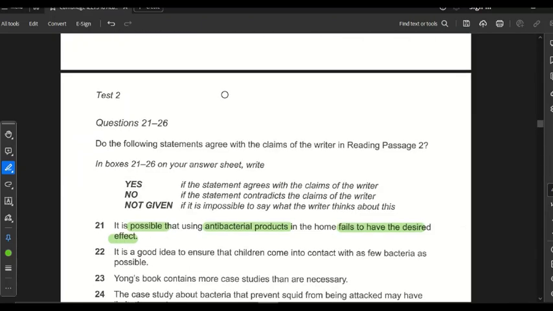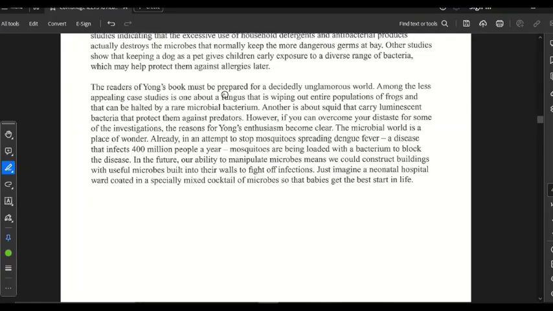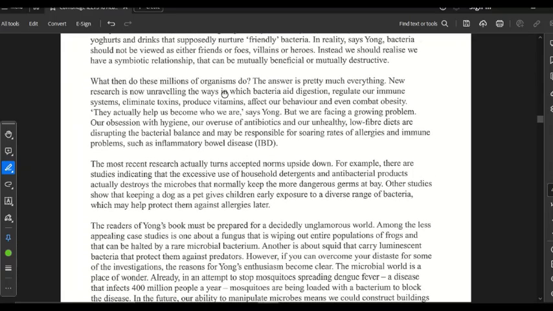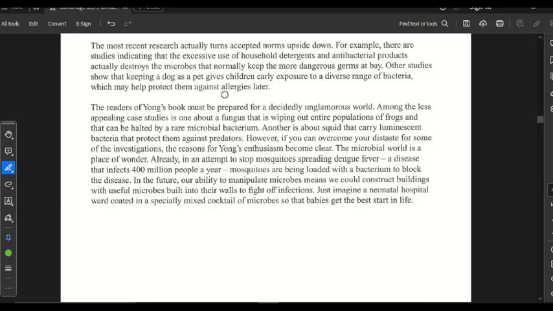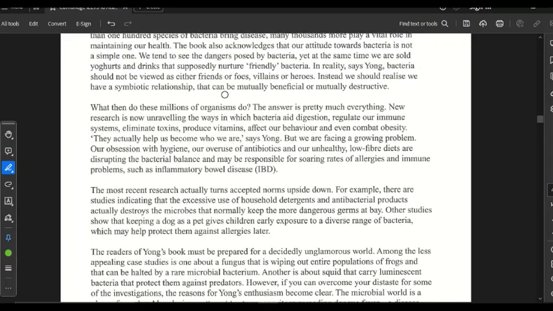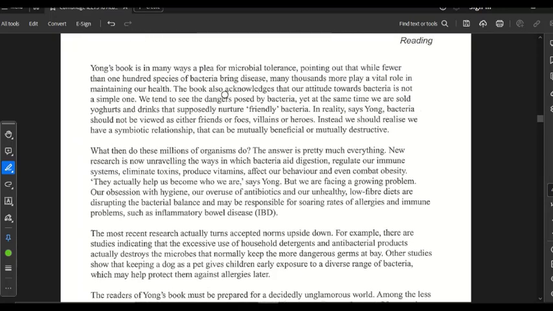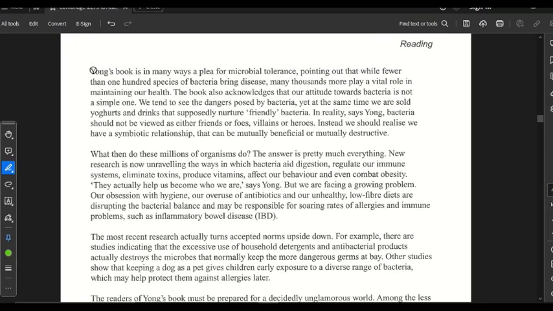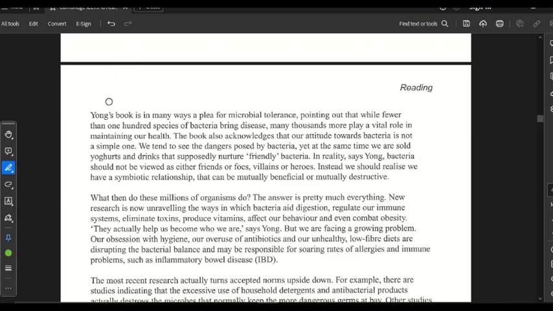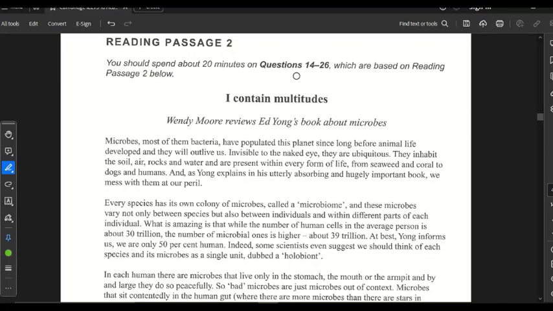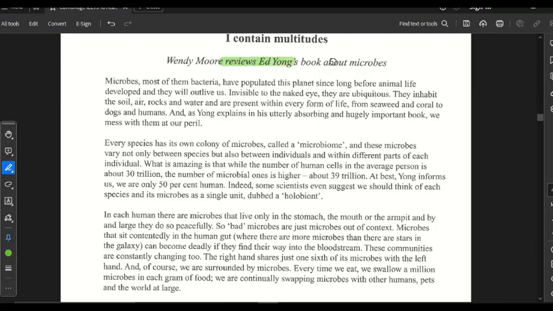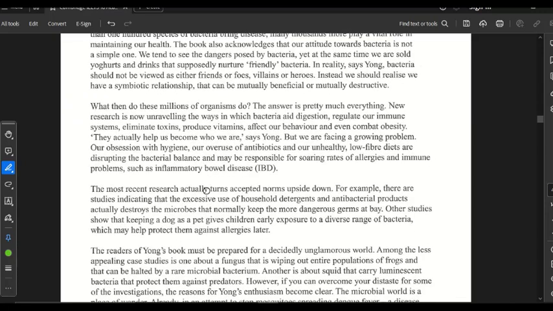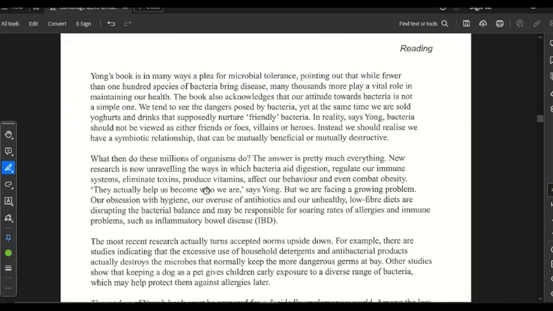All right, so let me take you to the section which contains, let's start from here. Let's start from this one. This is the entire thing. I Contain Multitudes. Somebody reviewing a book about microbes, right? So let's start from here. Let's read the second paragraph altogether, right?